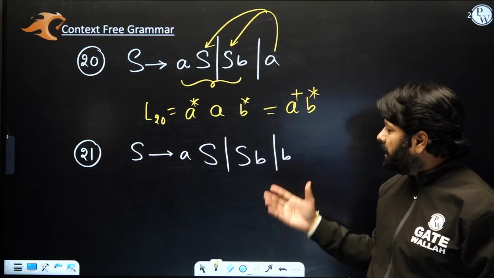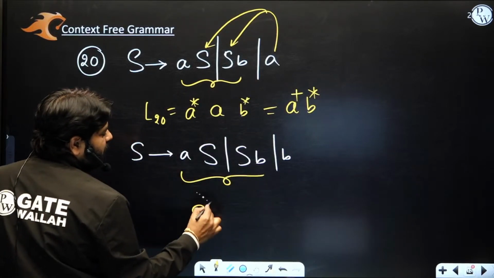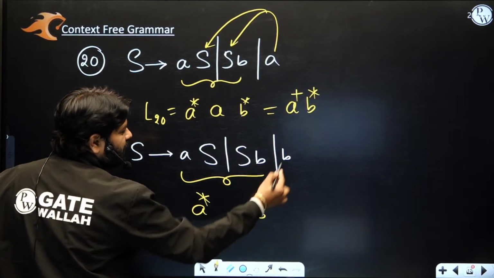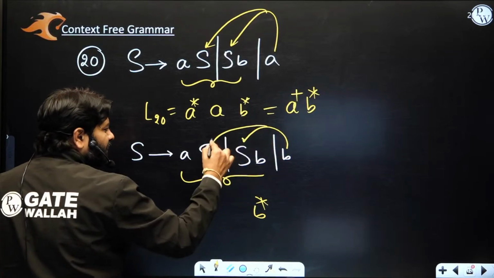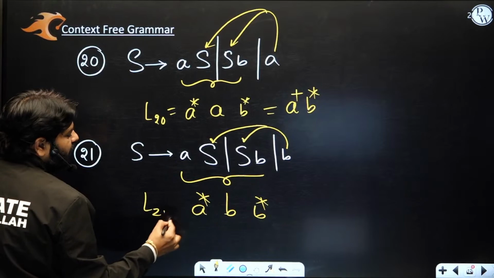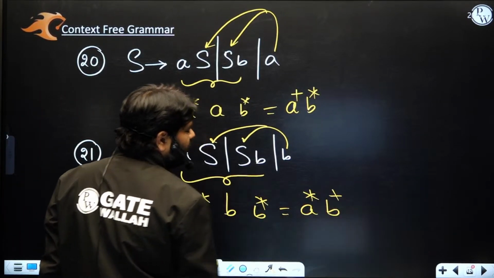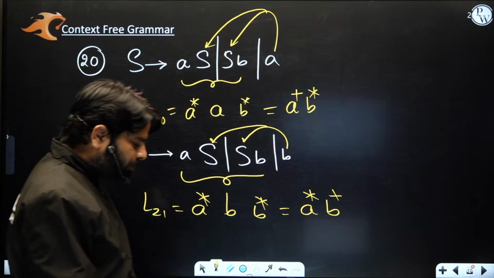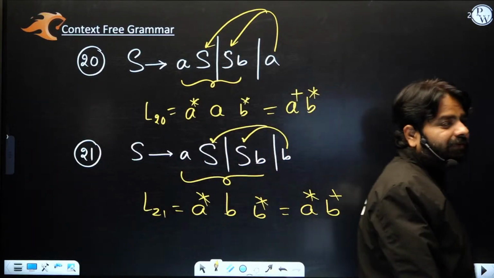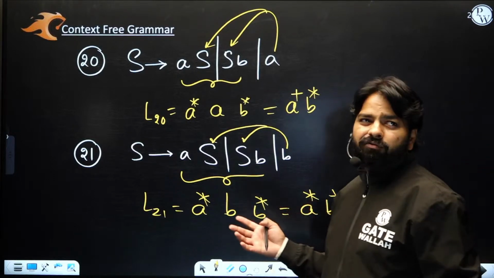Now similarly, you look at this one: together this will tell you A star, B star only, but this B is going to come in between. So L21 is going to be A star, B plus. Okay, it's very important to understand what language is generated by this kind of grammar.